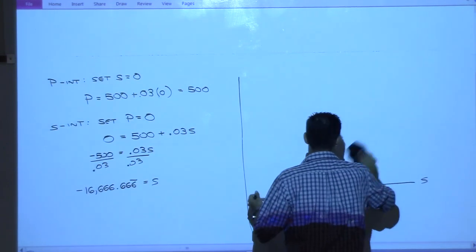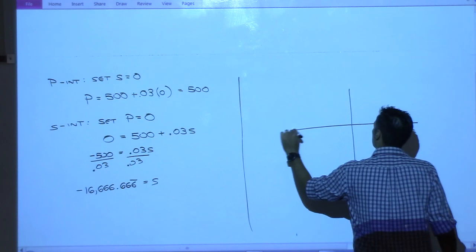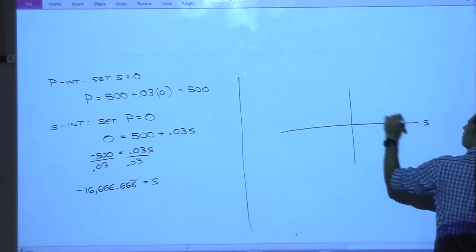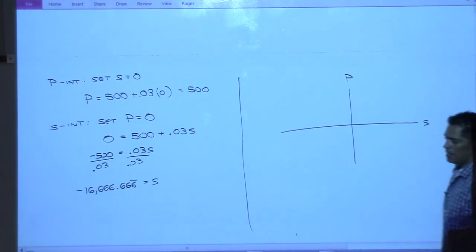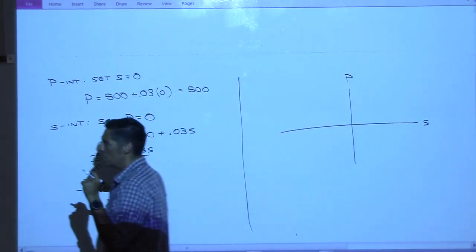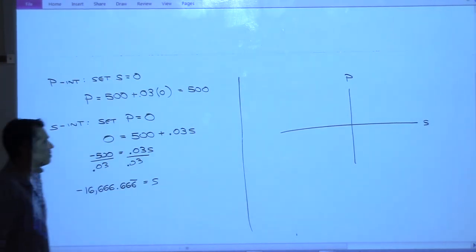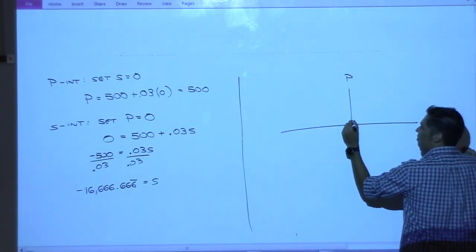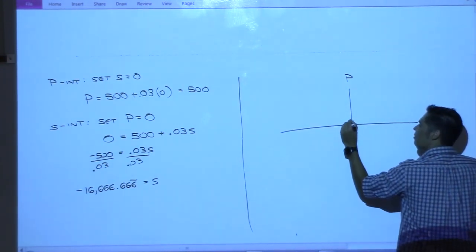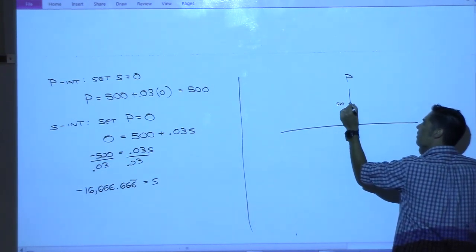See, there's nothing that tells you to do one or the other. You have to make that decision. So sales here and pay here. All right, so let's get our p-intercept. Our p-intercept is where our line hits the p-axis, right? And where does it hit? At 500. Okay, so where do we put 500 here? How about 100, 200, 300, 400, 500? There's 500. And I put a dot there. Okay, great.